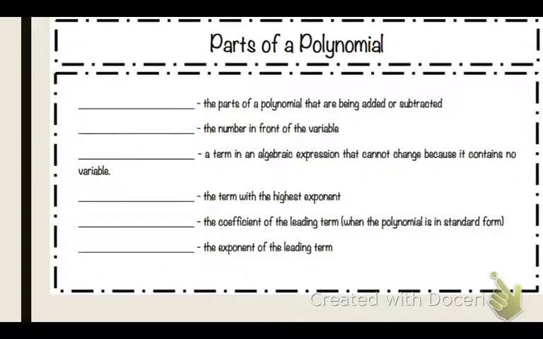A couple more definitions. So the parts of a polynomial that are being added or subtracted are the terms. The number in front of the variable is the coefficient. A term in an algebraic expression that cannot change because it contains no variable is a constant, so that's that last number. The term with the highest exponent is the leading term. The coefficient of the leading term is the leading coefficient, and the coefficient is the number in front of the variable. And the exponent of the leading term is the degree. So like, let's say your leading term was 4x to the 7th, the degree would be a 7th degree polynomial.